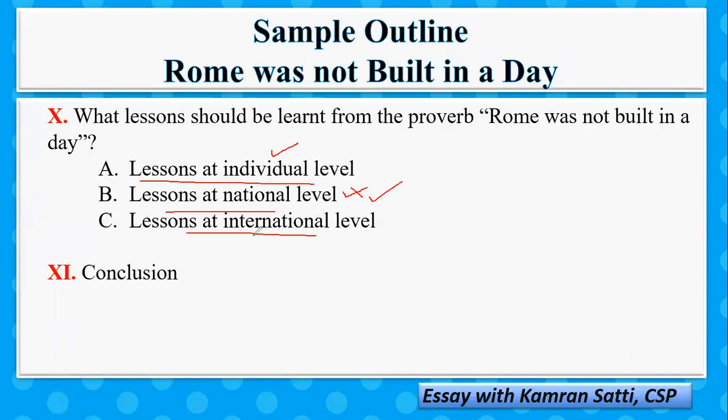And at the international level also, you can say that if the international community keeps working on different goals, like denuclearization and any other major issues, then there is no doubt that the international community can achieve these goals, because we have sufficient examples from the past. And then I'll be concluding my essay.